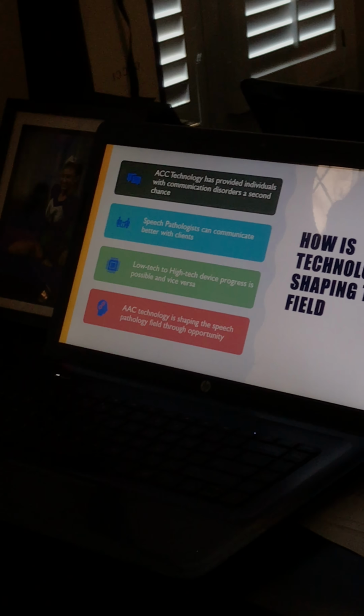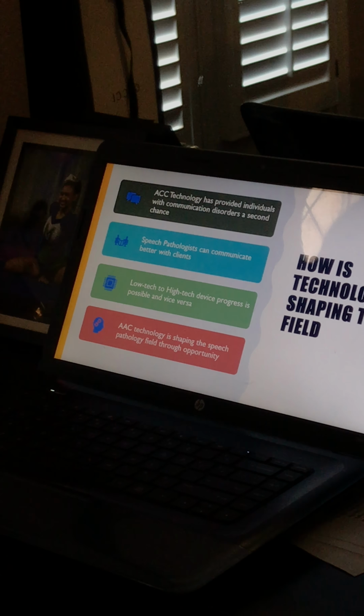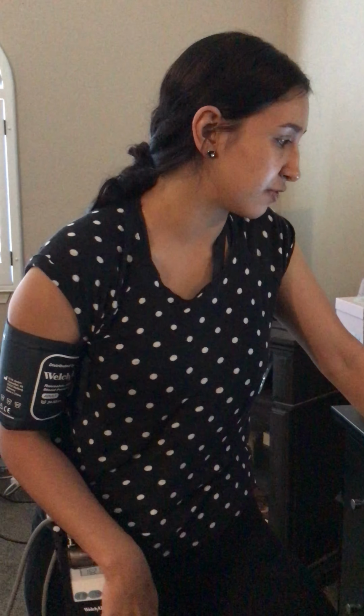And finally, how is technology shaping the field? Well, AAC technology has provided individuals with communication disorders a second chance at improving their communication skills. It's helping them in social environments, and of course, it's improving their confidence, which is really, really important because communication is a day-to-day thing. It's something that we do all the time. So it's extremely important that we as speech pathologists in the future help them overcome the communication disorder that they're suffering with.